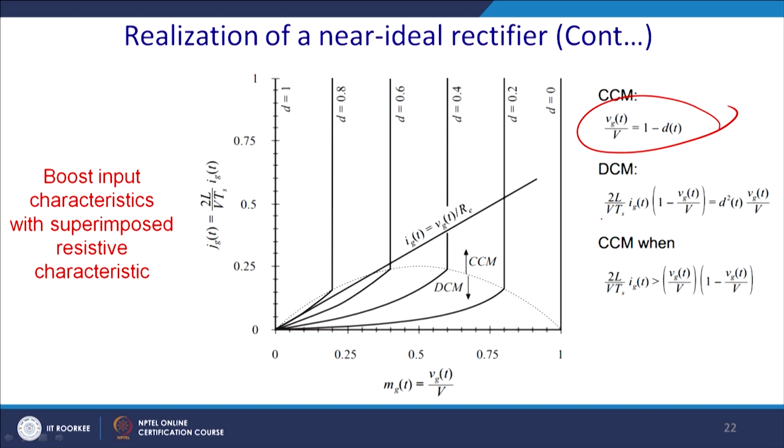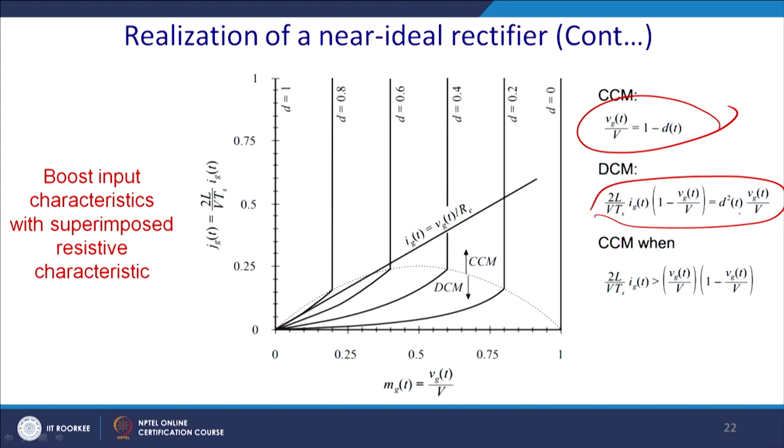While it is in a discontinuous conduction mode, you can find that 2L by V(t) Ts times Ig times 1 minus Vg by V(t), that is, this expression, is equal to D(t) square Vg by V.